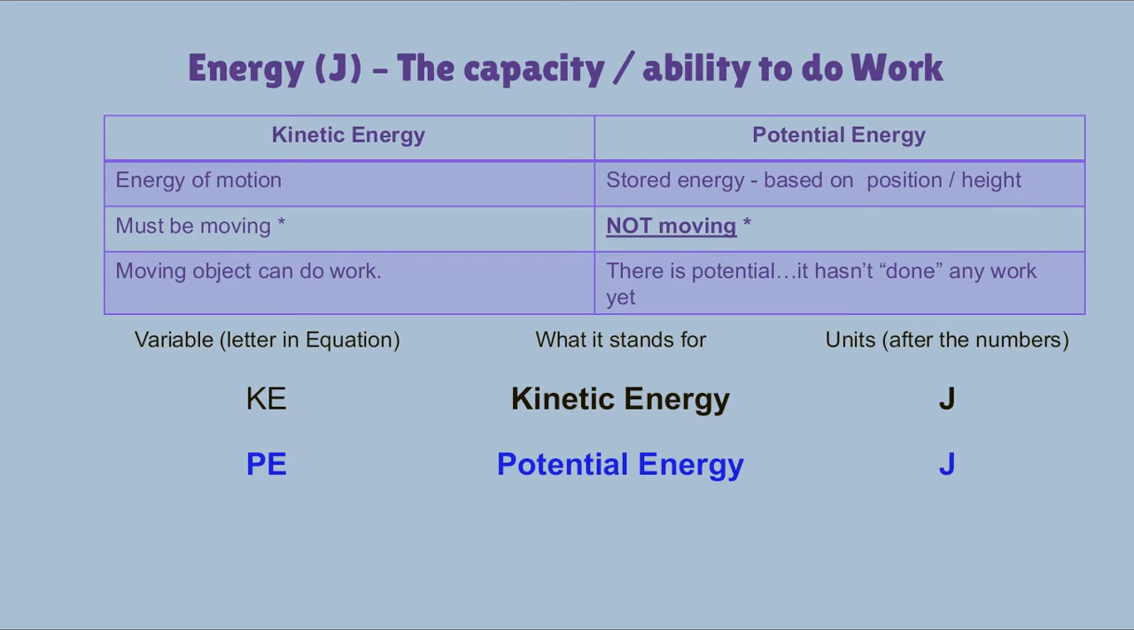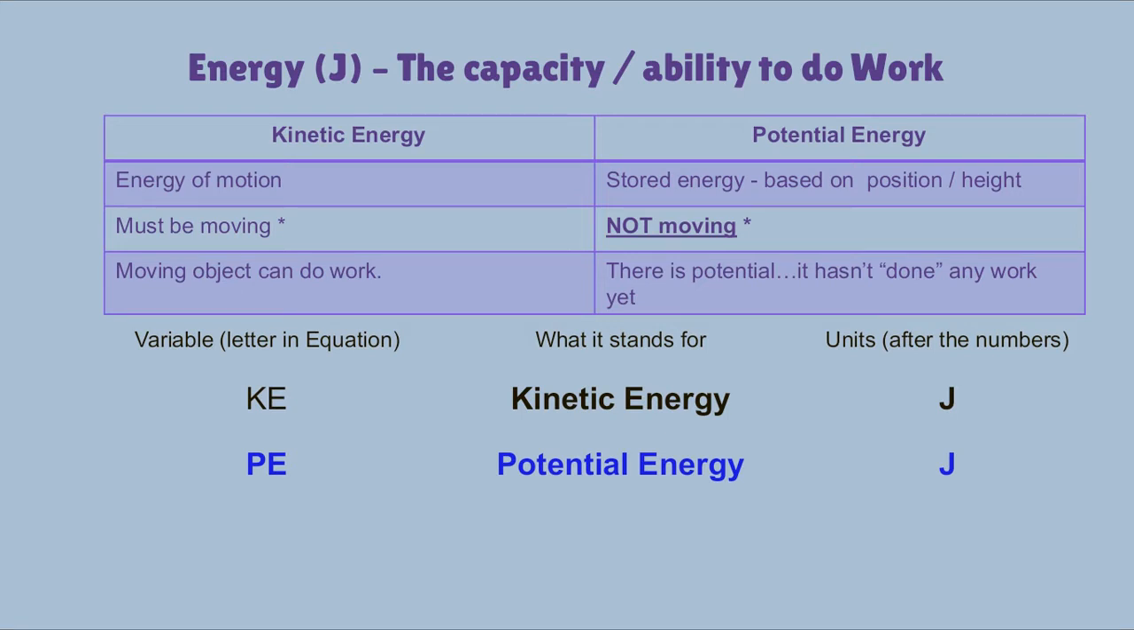Moving on to energy. Now, energy, again, the unit for that is joules, which is the same as the unit for work. And it's the capacity or the ability to do work. Like I said earlier, they get broken down into two major categories, and it's either kinetic energy or potential energy.